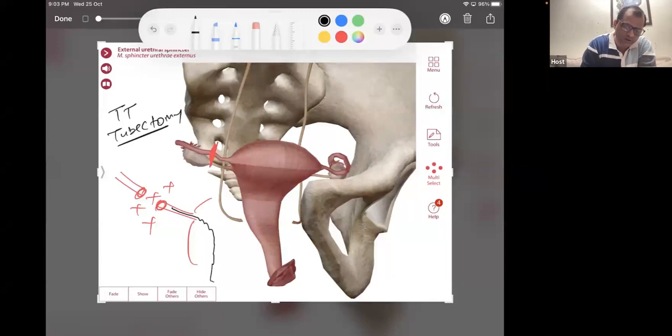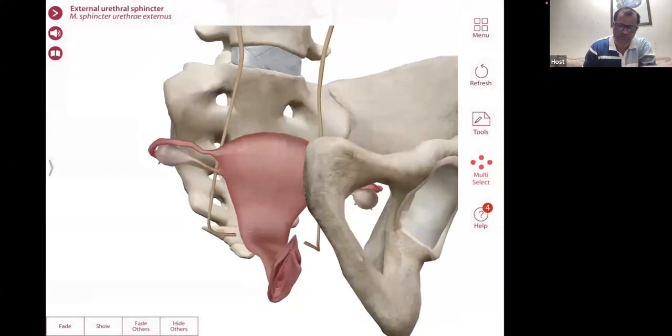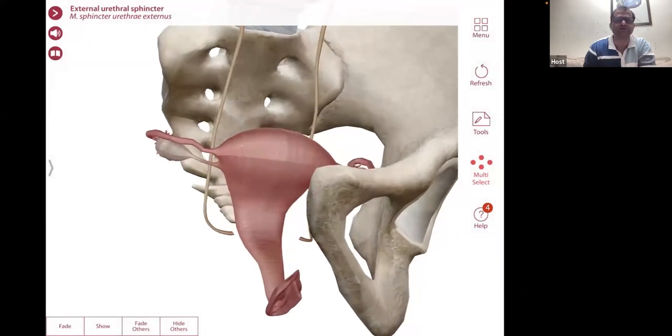Tubectomy means cutting the tube and separating it, tubectomy, right? And you might be knowing this is what we call sterilization. This is the sterilization operation. In females, tubectomy is this. They cut the fallopian tube. So the fallopian tube plays a very important role, and we can see both the sides.